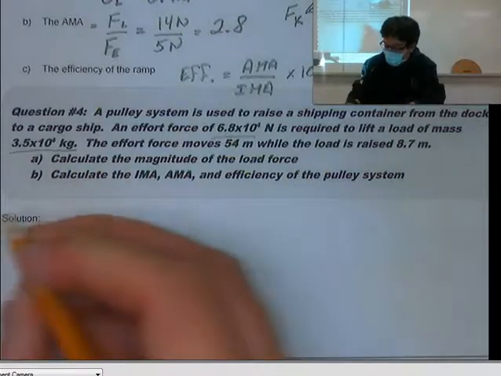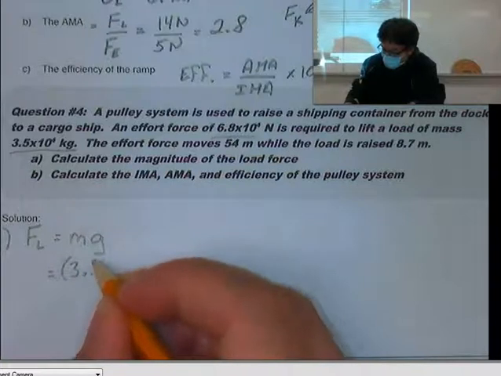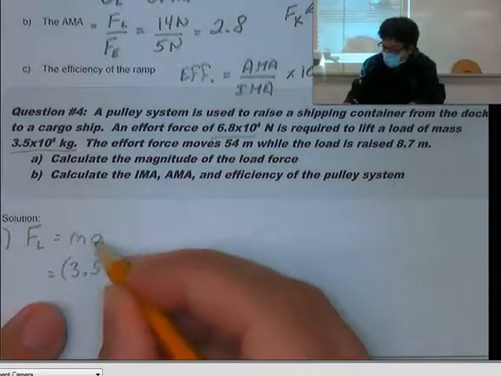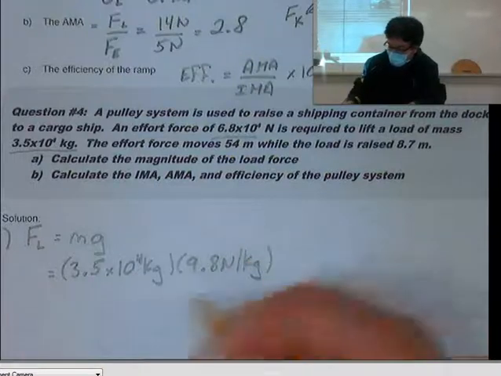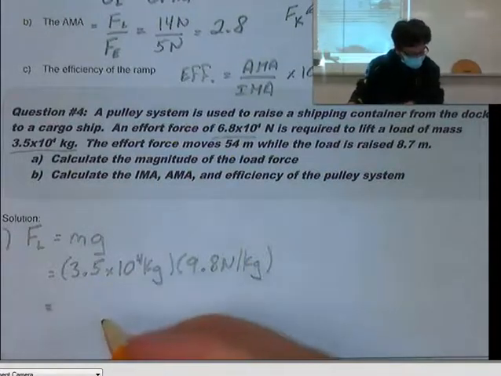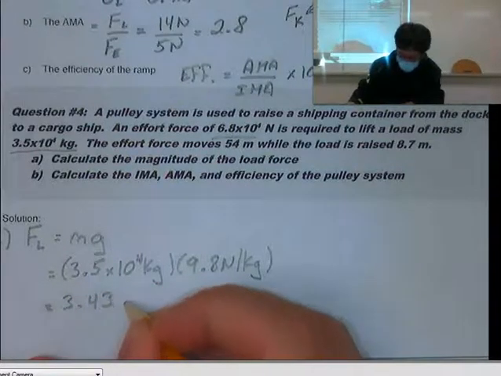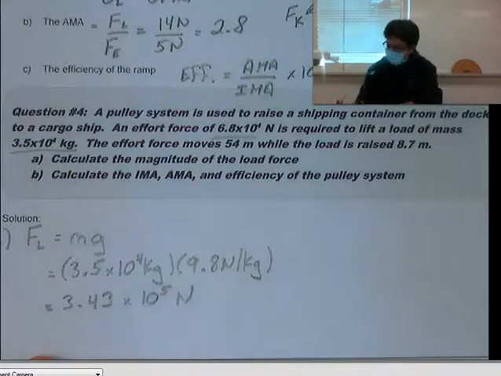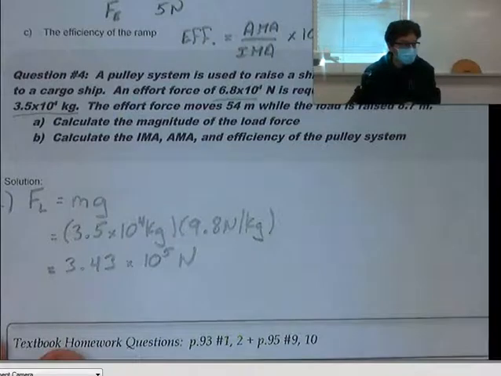So this is part A, calculating the load force, which would be your mass, 35,000 kilograms, multiplied by g, which if you remember is 9.8 newtons per kilogram, and we get a load force of 343,000 newtons. Okay, now that we have that, we can calculate the IMA, the AMA, and the efficiency.